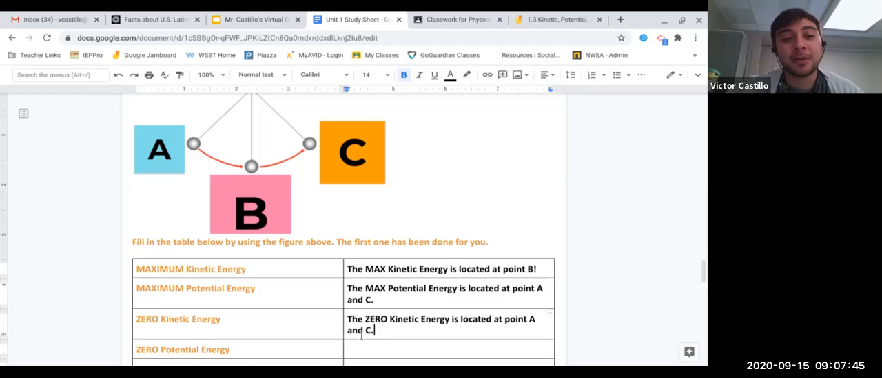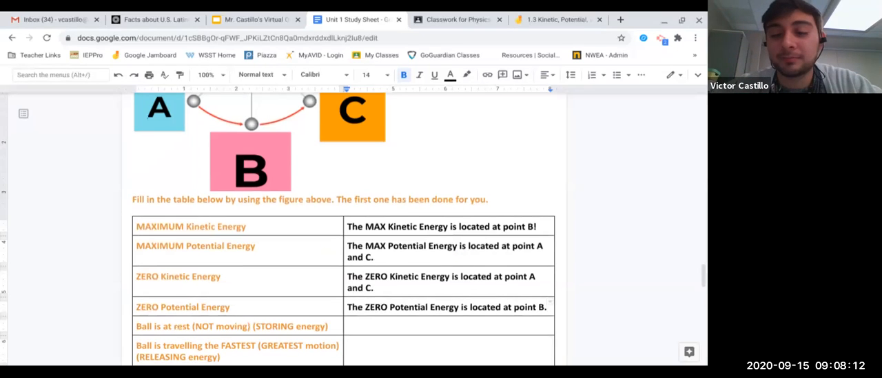If there's max of one form, it's going to be zero at that exact same location. So if we go down right here to where it says potential energy, if we know that the max kinetic energy is at point B, that means there's going to be zero potential energy at point B. So the zero potential energy is located at point B, okay? At point B.